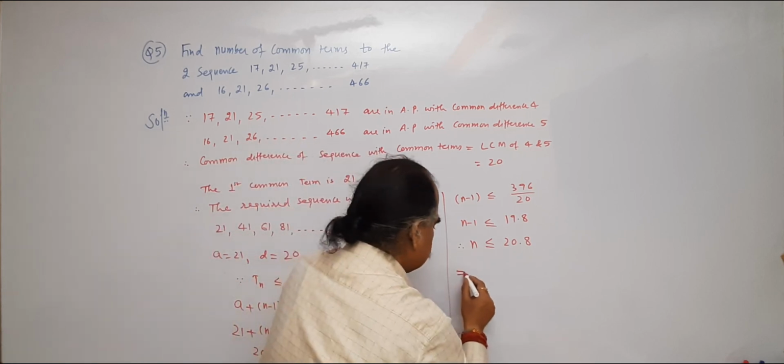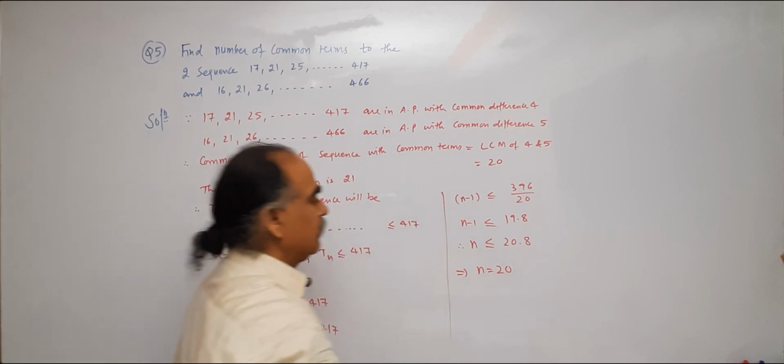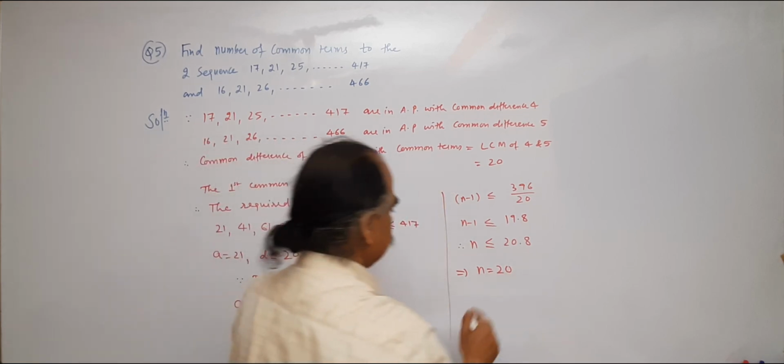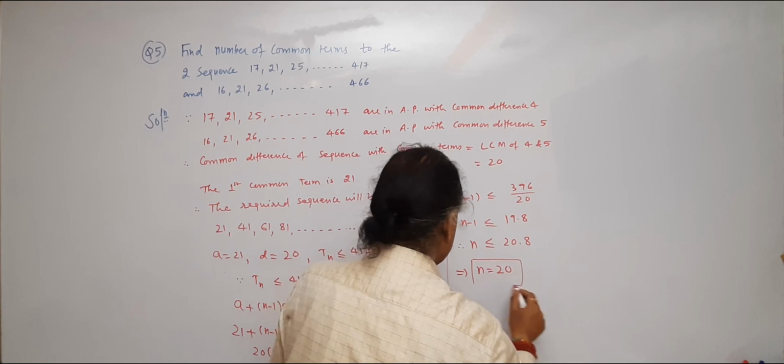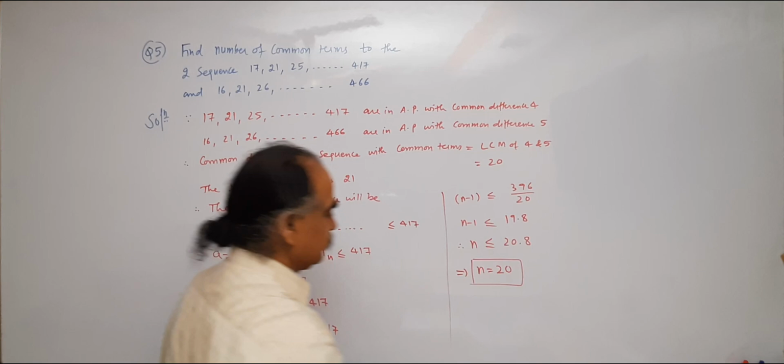So this will give you what? N is 20, because n can never be a decimal. N is an integer. Therefore, the number of common terms is 20.